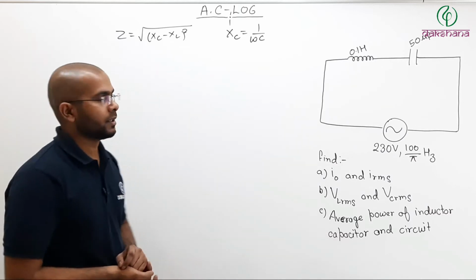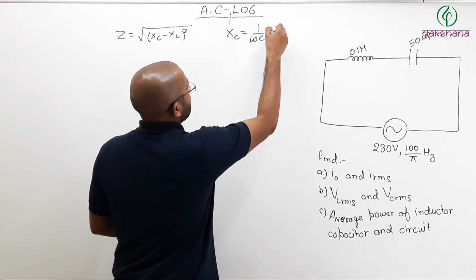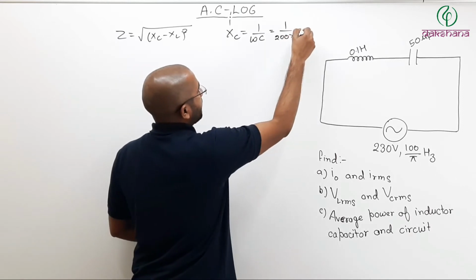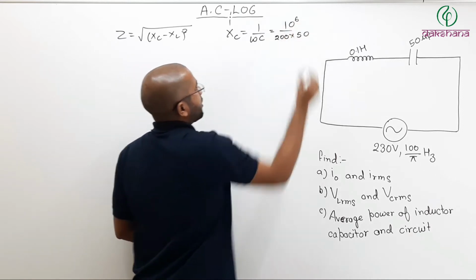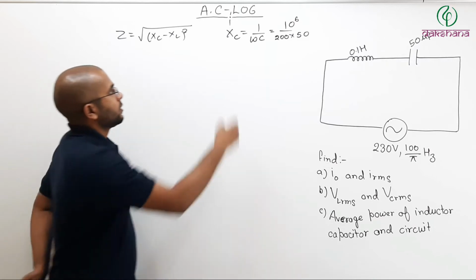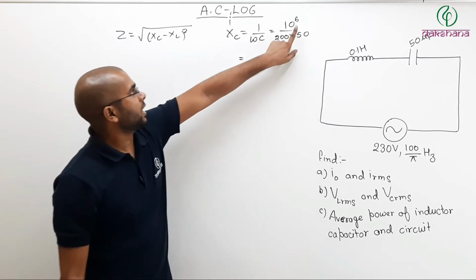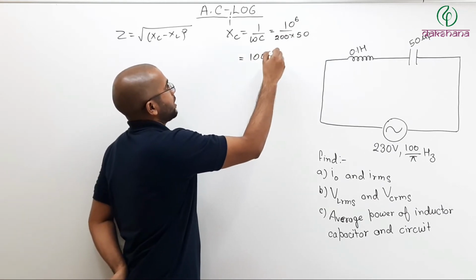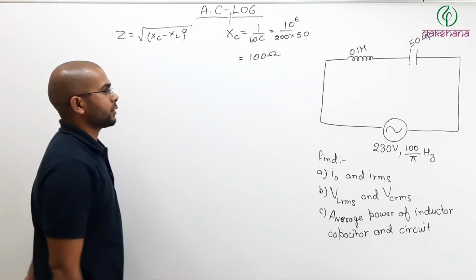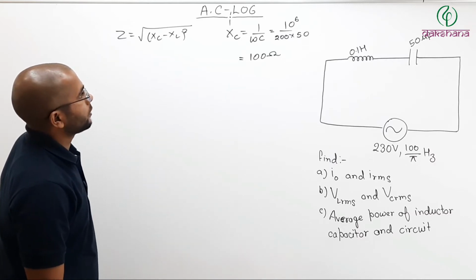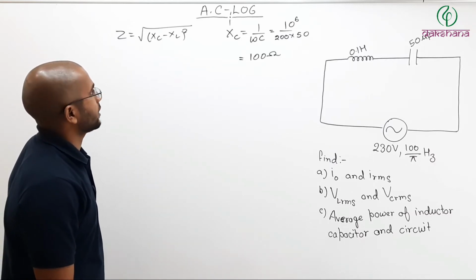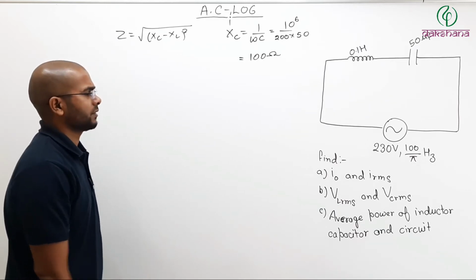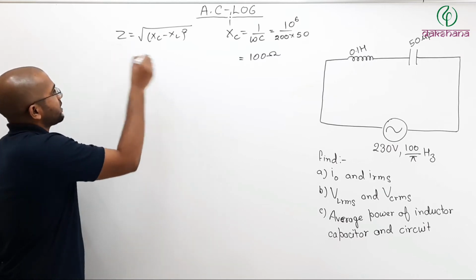So that will be 200. So this will be equal to 1 by 200 times C. What is C? 50 microfarad. So 50 times 10 to the power minus 6. So XC will be equal to how much? That is 100 ohm. So your XC is equal to 100 ohm. Okay, let's say 50 microfarad. Okay, what is XL?